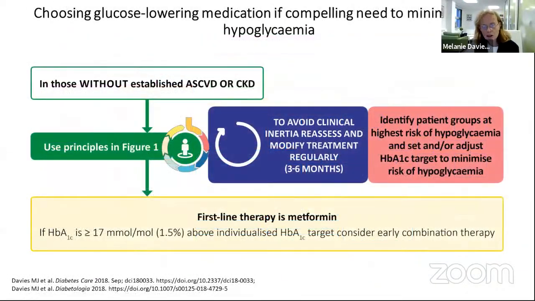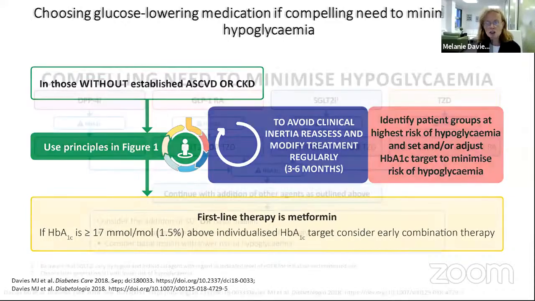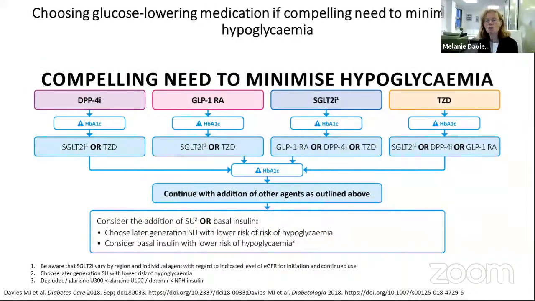So when we're talking about glucose lowering medication in those in which there's a compelling need to minimize hypoglycemia, we talk about trying to identify those risk groups that are at the highest risk and making sure that we set appropriate individualized targets, that we use the principles set out in this decision cycle, and that these patients have access to self-management support.